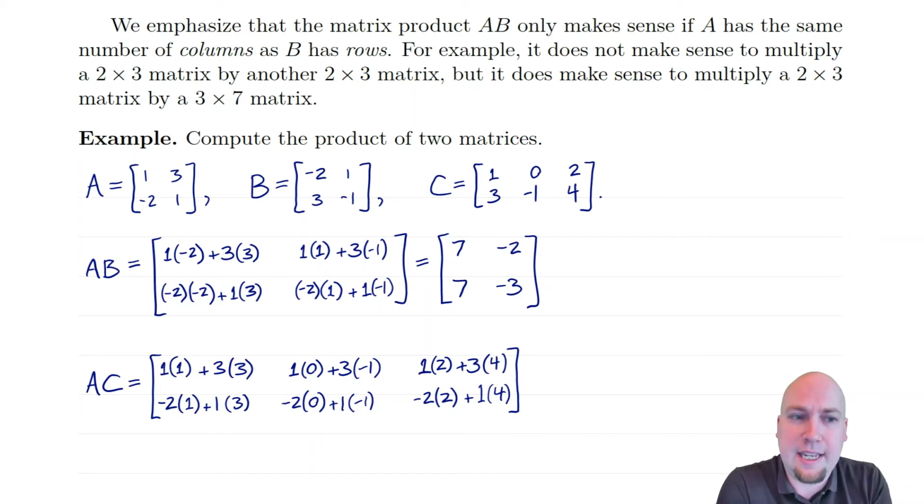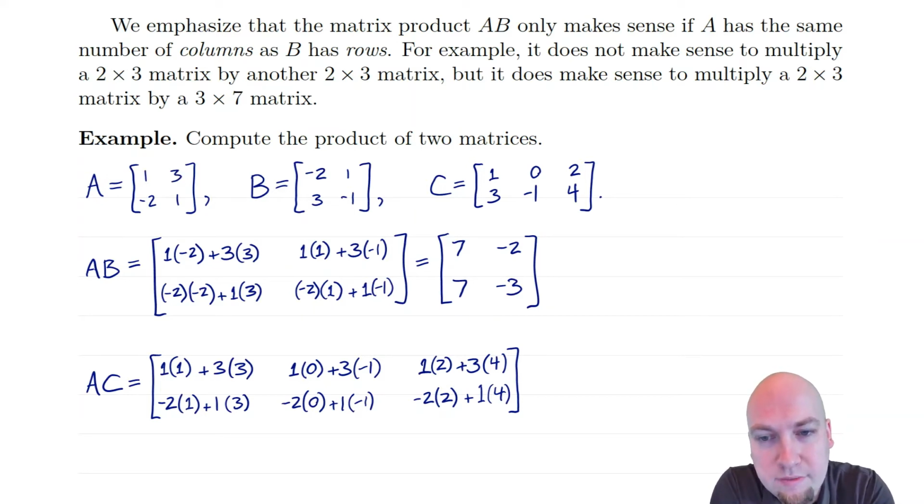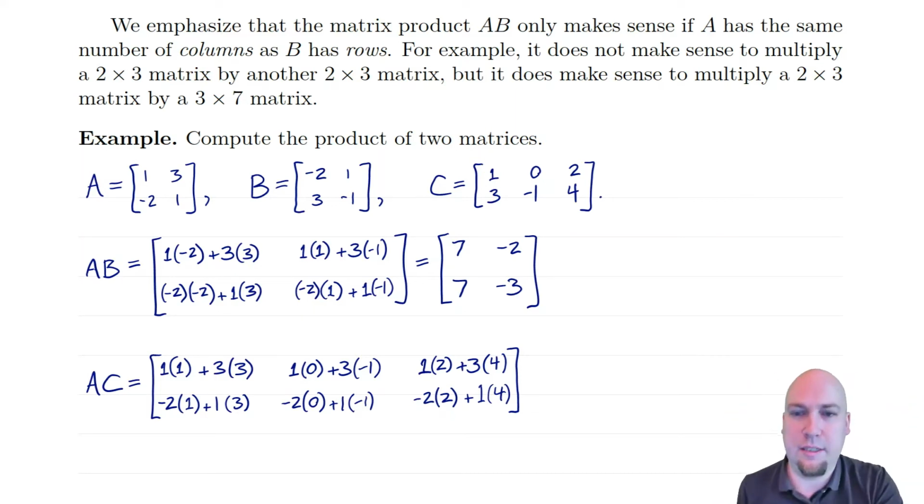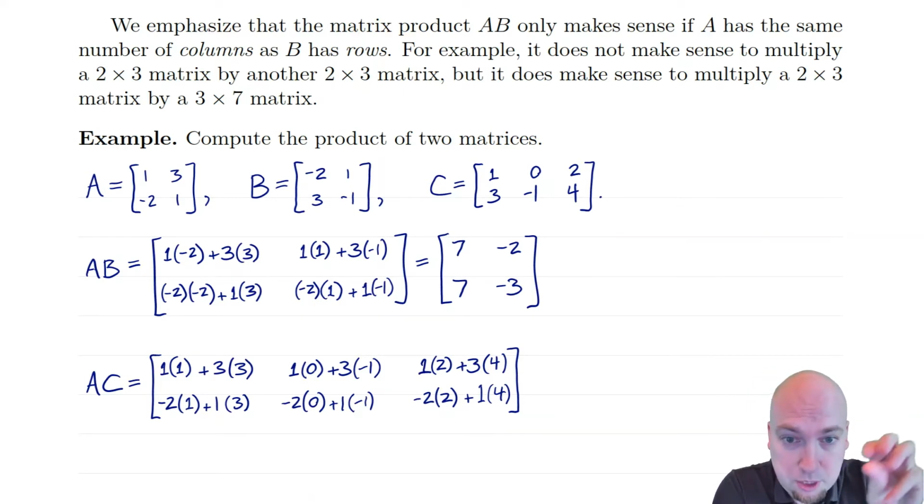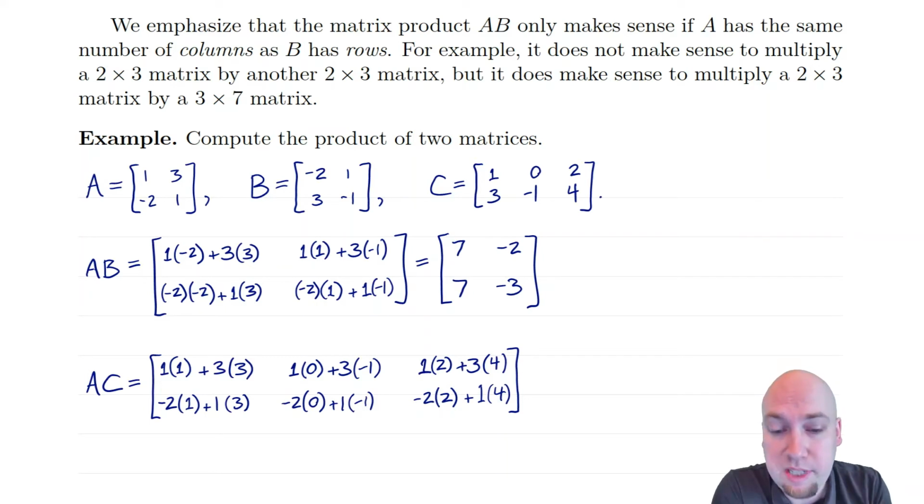And a quick way to see that it makes sense is, remember, what I'm going to be doing is dot products of rows of the first matrix A with columns of the second matrix C. And the rows of A and the columns of C, they have the same number of entries in them, right? This is a vector with 2 entries, and this is a vector with 2 entries. So I can do that dot product. And as long as that's the case, then the matrix product makes sense. Okay, as long as you can do those dot products of the rows with the columns, then everything's good.